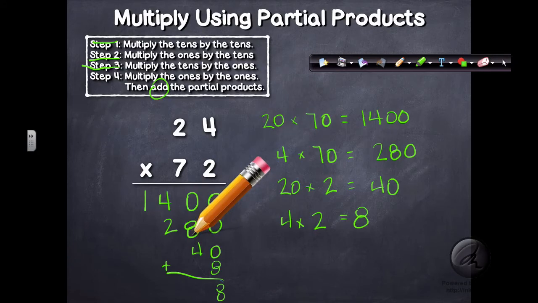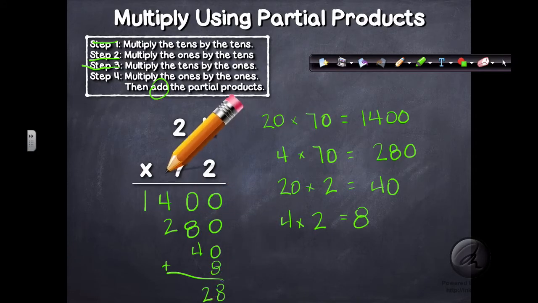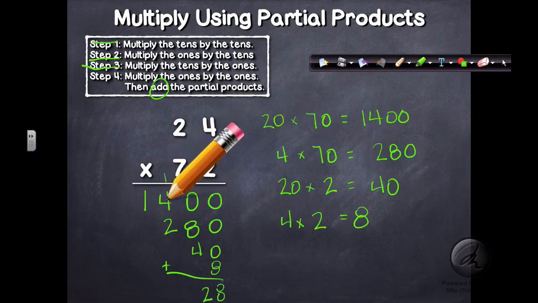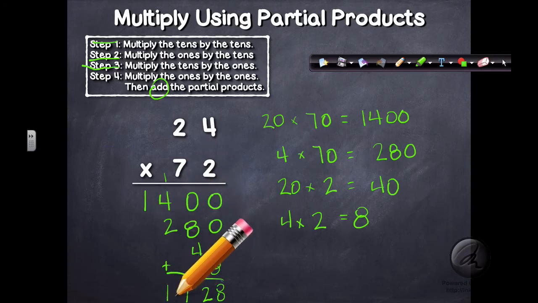Then I'm going to add up my tens. 8 and 4 would give me 12 tens. I'm going to carry this one. 1 plus 4 will give me 5, 6, 7 hundreds and 1,000. So my correct answer is 1,728. And I did that by finding all my partial products.